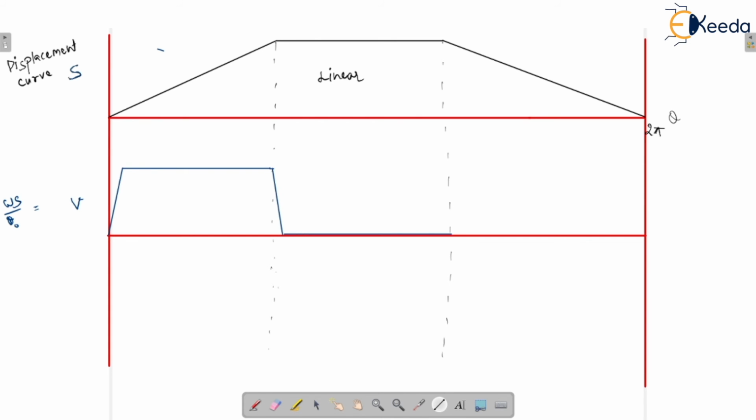Okay, and after that, suddenly it will decrease drastically in the negative direction, and it becomes zero as the cycle is completed. The cycle is of 2 pi, and during this time the velocity is omega s upon theta naught, and during the return stroke the speed is omega s upon theta r. This is the return stroke condition.